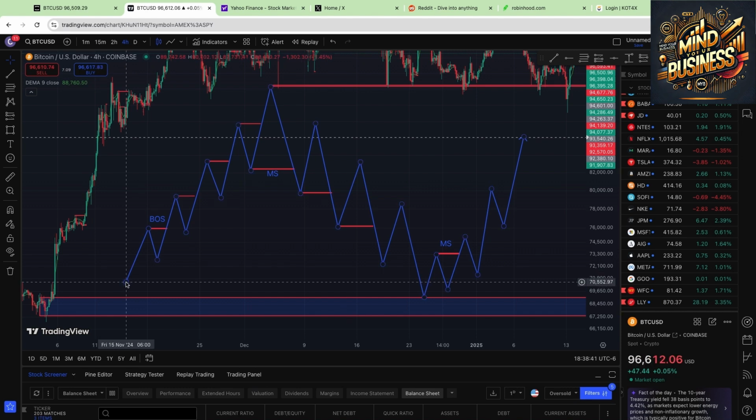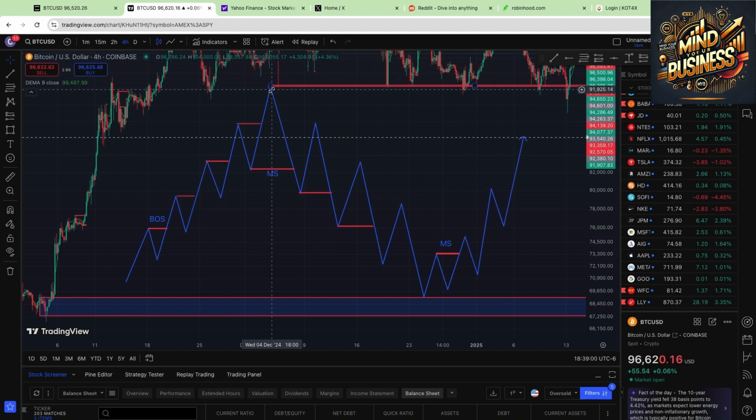So here, as you guys can see, we have price going up, forming a higher high, coming back down to form a higher low, a higher high, a higher low, a higher high, a higher low, a higher high, a higher low, and officially a higher high. So price will never continue going up forever. It will always come back down.